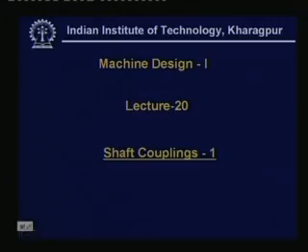Dear student, we are now going to begin lectures on machine design part 1. This is lecture number 20 and the topic is shaft coupling. This is the first of the lectures on the same topic. Now, couplings are normally used to connect two shafts axially. The shafts are usually manufactured in small pieces in order to avoid the disadvantages of transport problems, and they are connected by means of these couplings.